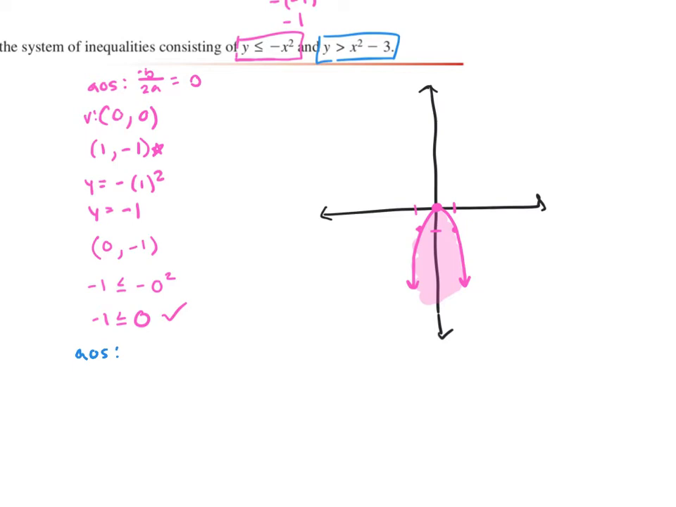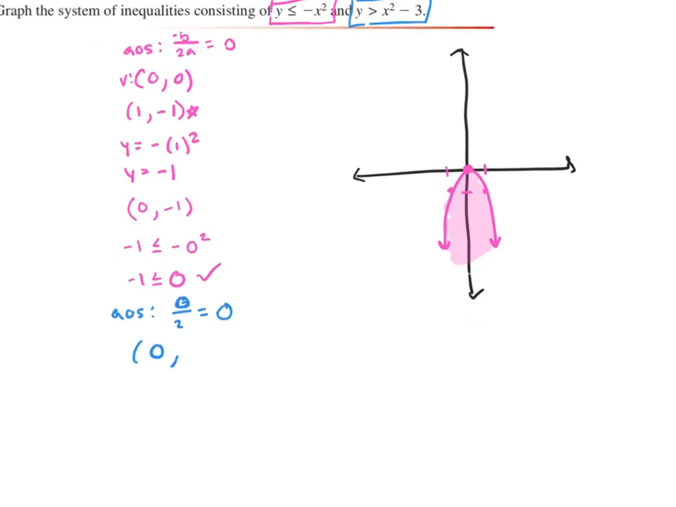0 over 2 is just 0. So our x in our axis of symmetry is 0. How do we find our y? Plug it in. So our y is going to be 0 squared minus 3. So 0 minus 3, which is negative 3. So we're going to stay at 0 and go down 3. That's our vertex.